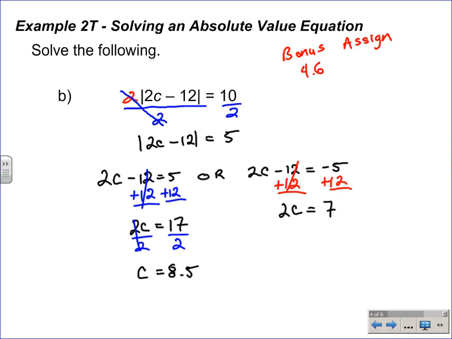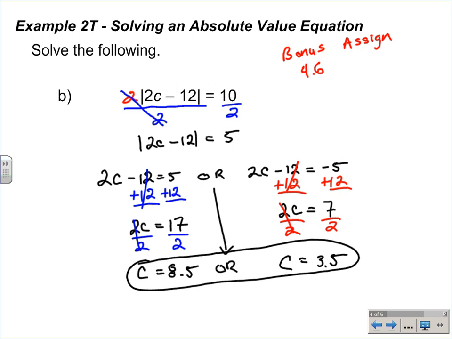And dividing each side by 2. The twos on the left divide out, leaving 1c is equal to 7 halves, or 3.5. Bring your OR down. So our solutions here: c is equal to 8, or c is equal to 3.5. Or I'm sorry, 8.5 or 3.5. When you're solving equations that involve absolute value, you need to have two answers and separate those answers by or.